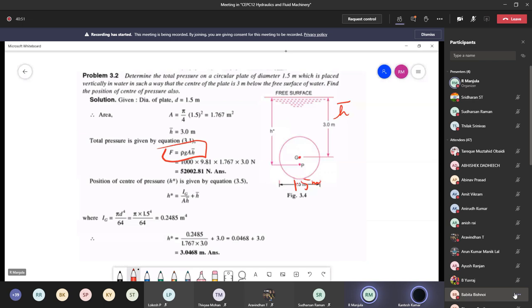And now your center of pressure. Now your center of pressure, H star, is equal to Ig divided by A H bar.